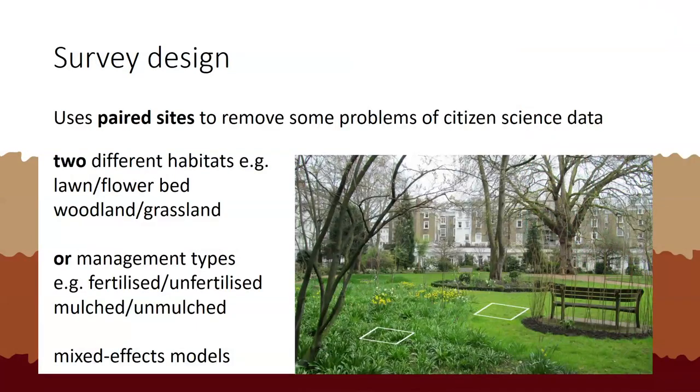So one of the limitations of citizen science data is that people differ in their ability to collect and identify the earthworms, and so we designed the Earthworm Watch survey to try and account for this by asking people to sample two sites in different habitats, and then we can contrast that and use their participant ID as a random effect in mixed effects models to try and account for differences in effort and ability.